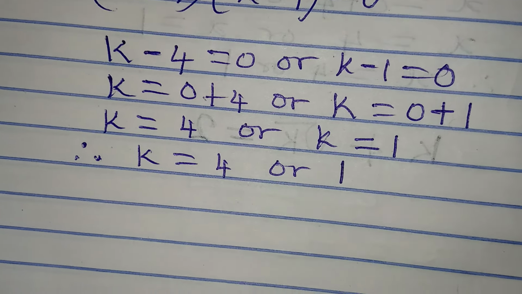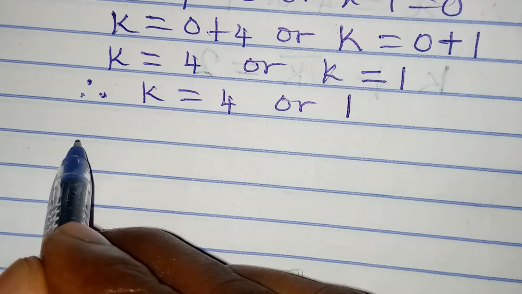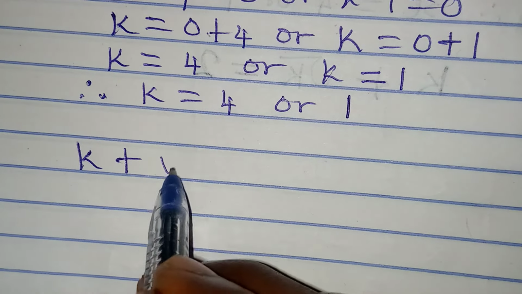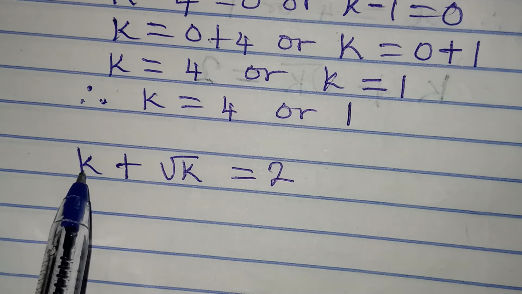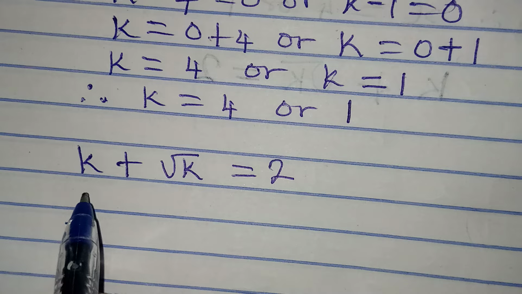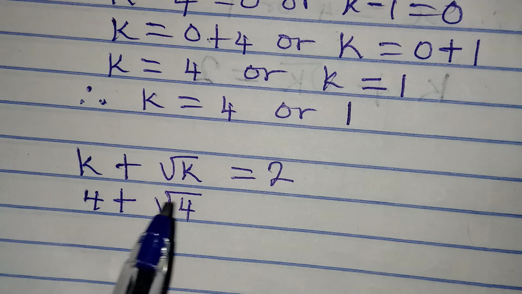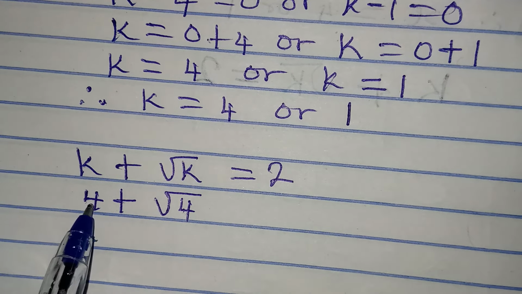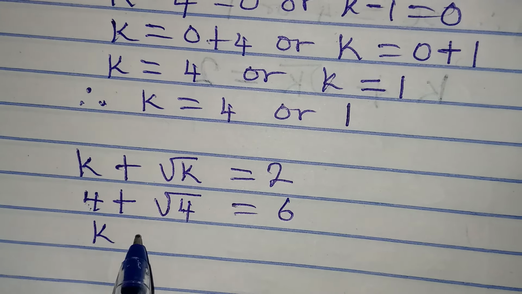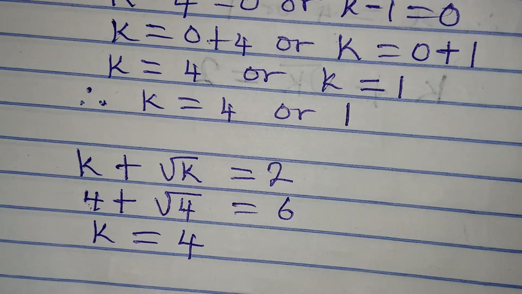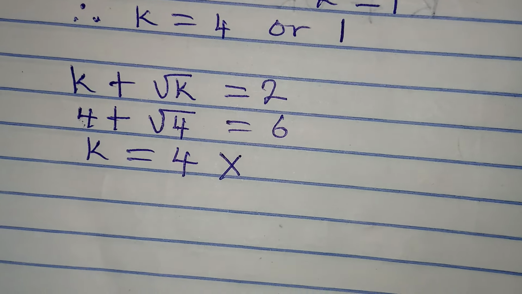But let's confirm whether these two solutions will satisfy the given equation. The equation is k plus root k equals 2. Now, if I put k to be equal to 4 into this equation, then I have 4 plus square root of 4. Now square root of 4 is 2, and then 4 plus 2 will give us 6. Therefore k equal to 4 is not a solution to this problem.